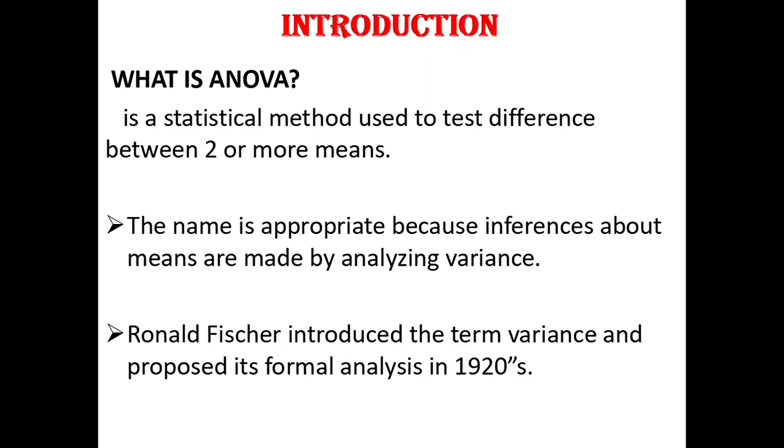So coming to introduction, what is ANOVA? ANOVA is a statistical method used to test difference between two or more means. And the name is appropriate because inferences about means are made by analyzing the variance. Ronald Fisher introduced the term variance and proposed its formal analysis in the 1920s.